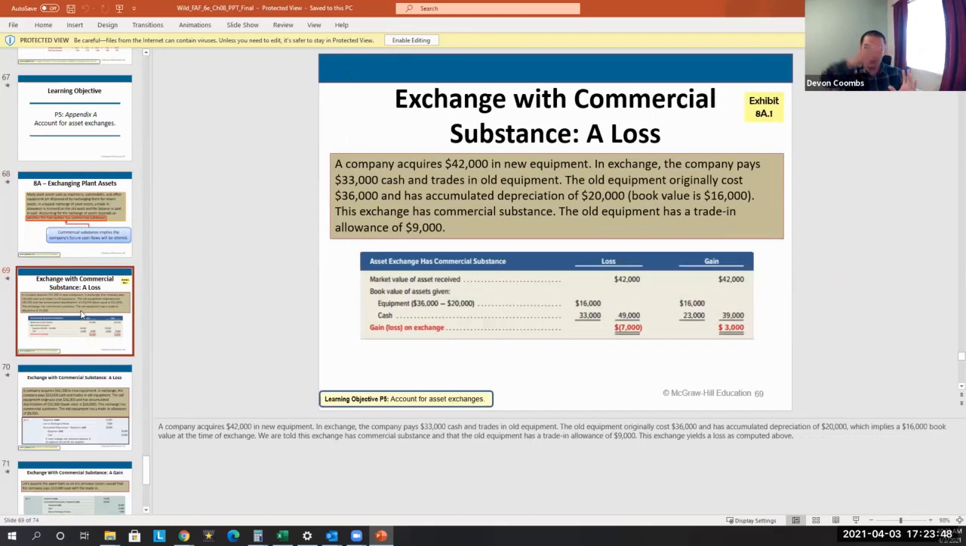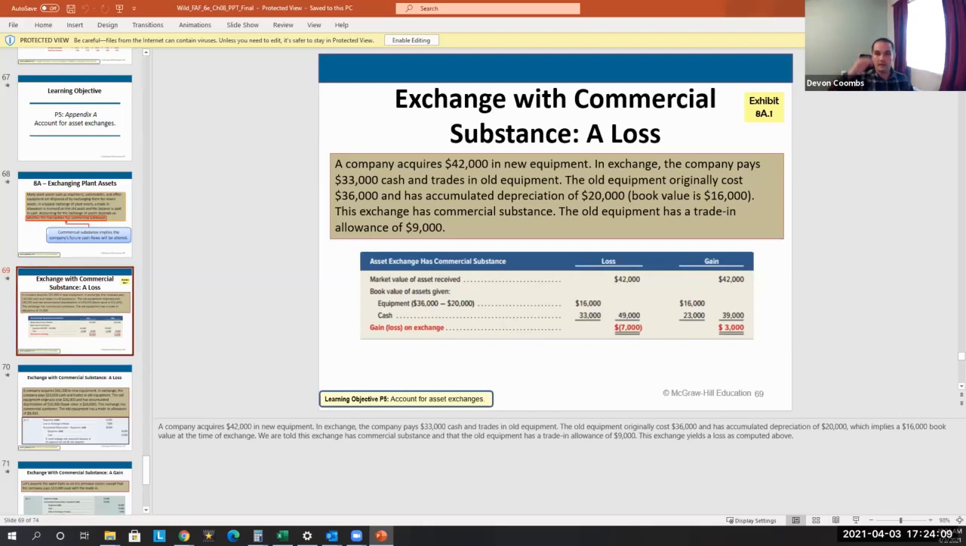So that's the first threshold, right? Otherwise, we can commit fraud on the books. So if we determine it does have commercial substance, I really want the motorcycle, my business needs it, I think it'll help it, he really needs the car, then we can determine if there's a gain or loss based on the book value of the assets given and the change of cash.